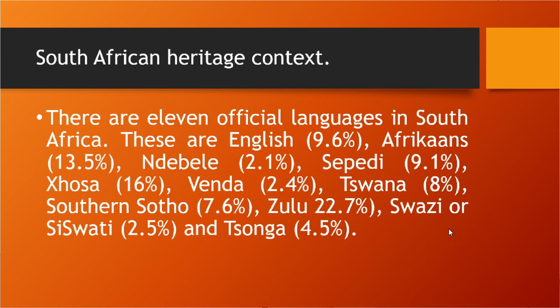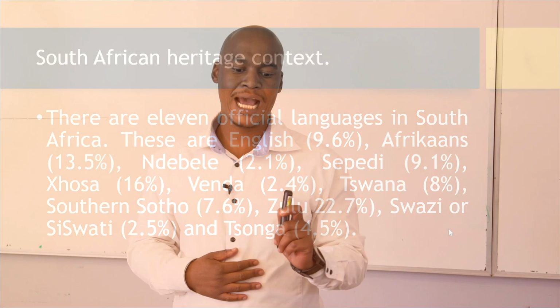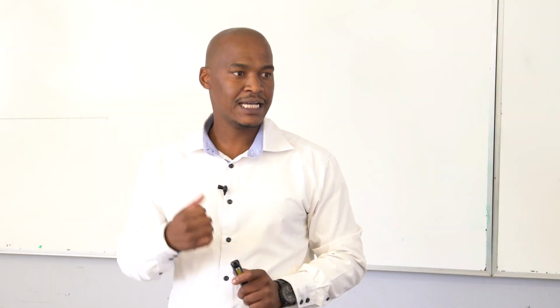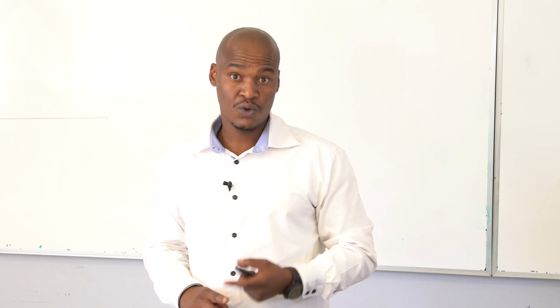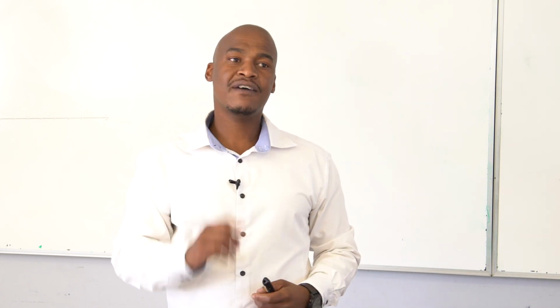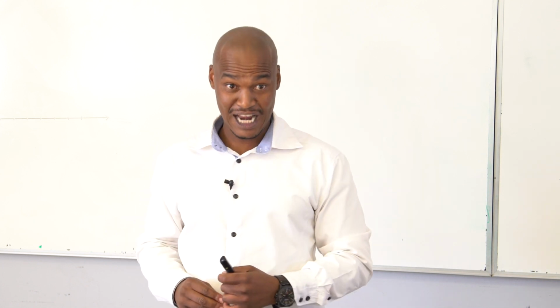In level 2, we learned that our country has 11 official languages. These are English, Afrikaans, Ndebele, Sepedi, isiXhosa, Sivenda, Setswana, Southern Sotho, commonly known as Sesotho, isiZulu, Siswati or Swazi, and also Tsonga. Bear in mind that South Africa has other smaller groups of people who speak other languages, but they are related to some of the main languages like Sepedi, Sesotho, or isiZulu. We also have sign language as our 11th language.